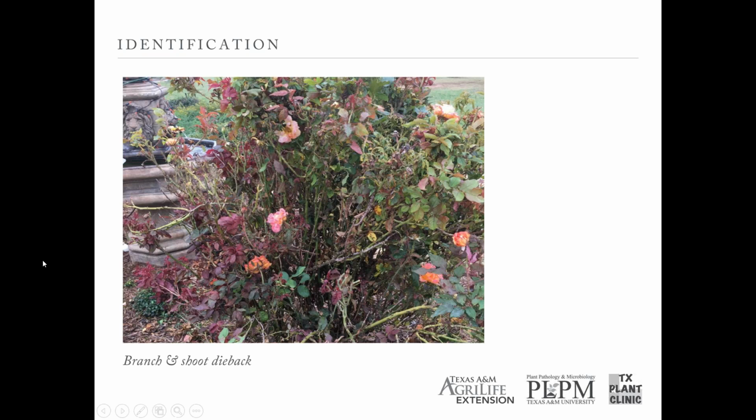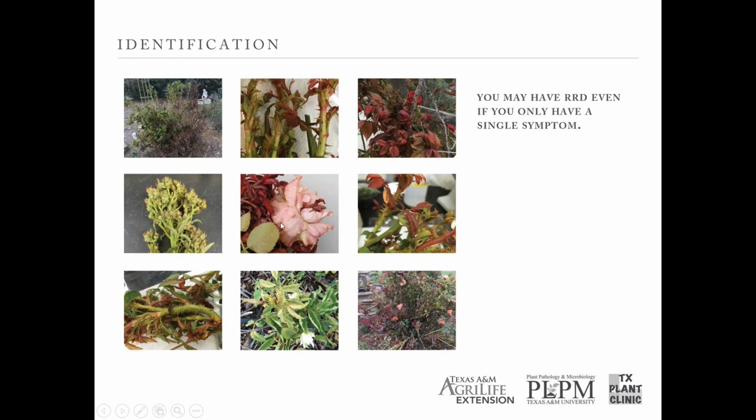Branch and shoot dieback. Now, what we tend to find too, if you have rosetting, if you have the yellowing that progresses to excessive reddishness, as it progresses along, very often we see branch or shoot dieback, but it's really hard to tell if it's just branch or shoot dieback and attribute it to rose rosette, because there are several other disease pathogens that can cause such symptoms. So in all, the thing to keep in mind is you may have rose rosette disease even if you only see one of those symptoms.